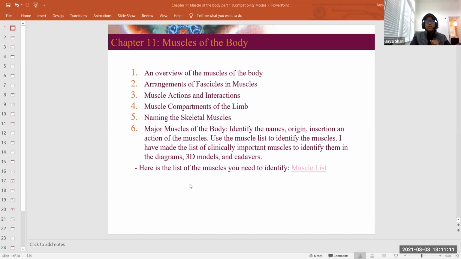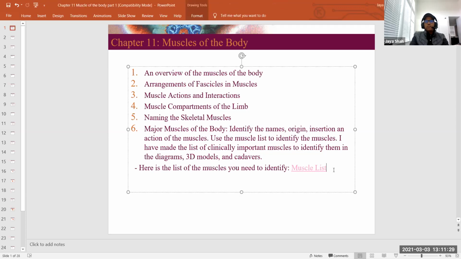Okay. So here is the list of muscles before we go and talk about other things. On this list of muscles, we will start today and we will continue in the next class. If you want to open this list, click control and then click on this muscle. It will open the list of muscles.